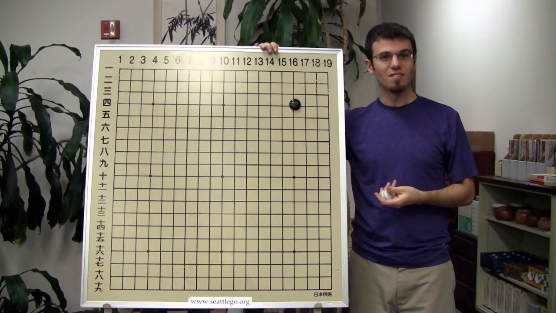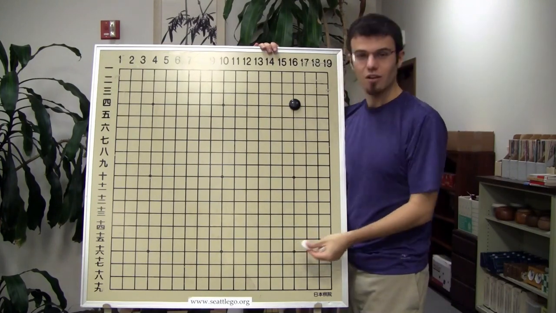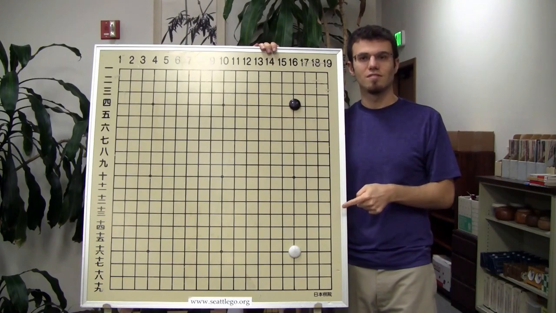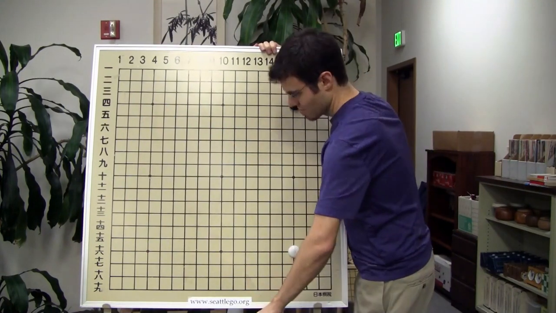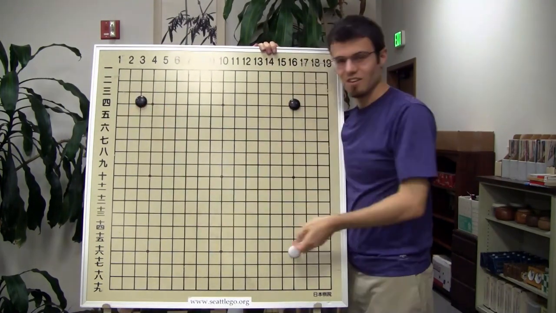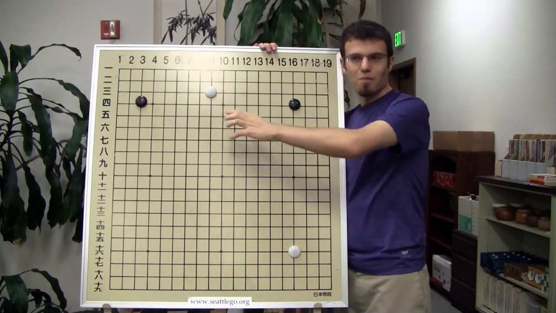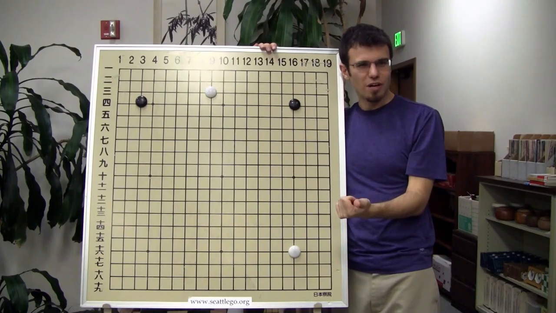Well, if white wants to prevent you, he's going to play same side. Right, so white plays here and says, aha, you can't make Chinese. So you play the Chinese the other way. You play over here. White can still split, white can still play in here. But we still have that traditional opening theory thing, right?